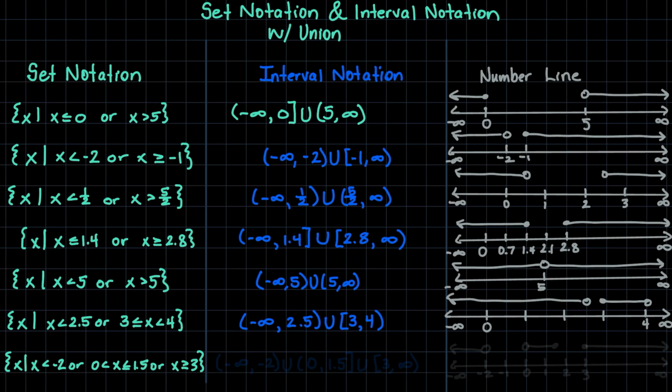Okay, next we have 3 things going on. X such that first x is less than negative 2. So that's negative infinity to negative 2, negative 2 not included. Union, 0 is less than x less than or equal to 1.5 means x is strictly between 0 and 1.5. 1.5 included, but 0 is not. Union, x is greater than or equal to 3 means we include 3 and we travel to positive infinity.